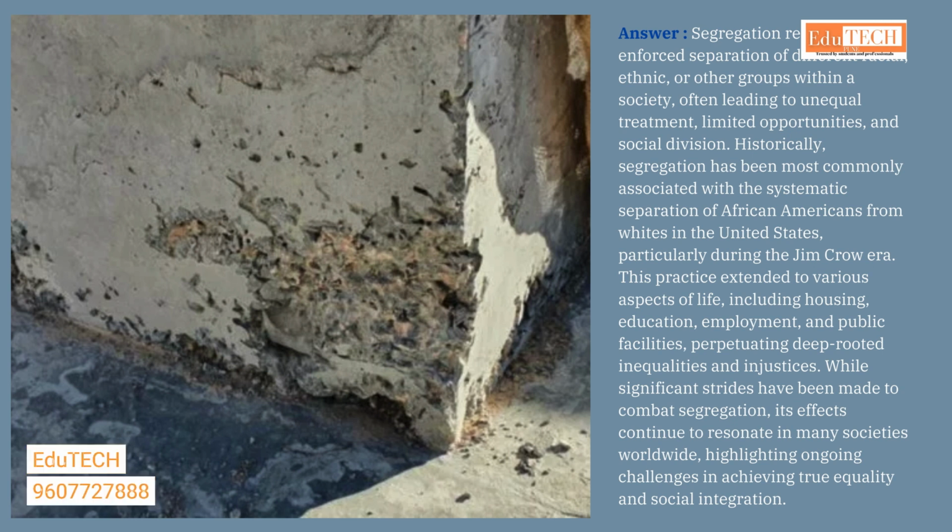Historically, segregation has been most commonly associated with the systematic separation of African Americans from whites in the United States, particularly during the Jim Crow era. This practice extended to various aspects of life, including housing, education, employment, and public facilities, perpetuating deep-rooted inequalities and injustices. While significant strides have been made to combat segregation, its effects continue to resonate in many societies worldwide, highlighting ongoing challenges in achieving true equality and social integration.